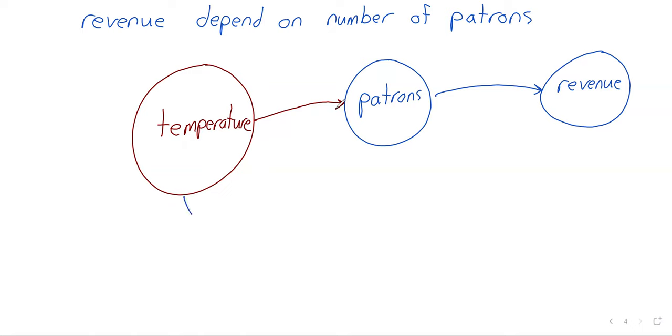So in that situation, they want to look at the temperature and they want to make predictions about the revenue that they're going to earn. They don't care specifically about the number of patrons. They just want to look at the temperature and estimate their revenue. So a situation like this is where composition shows up.